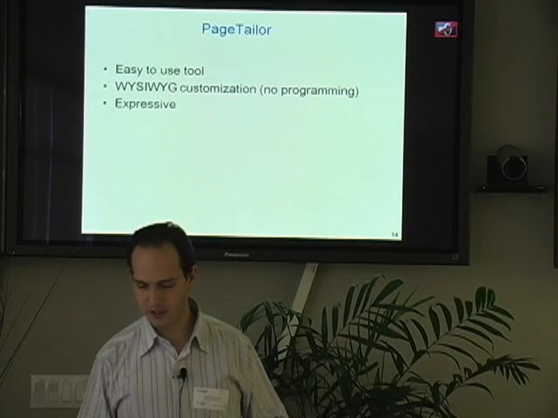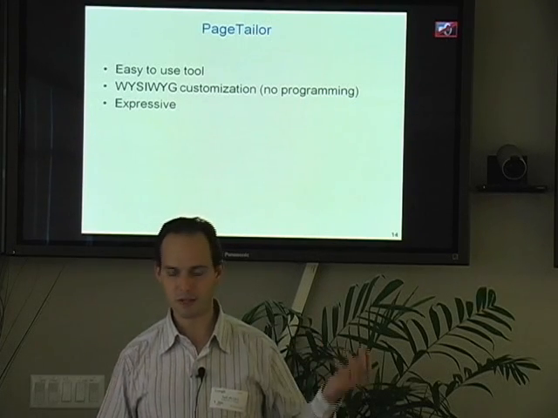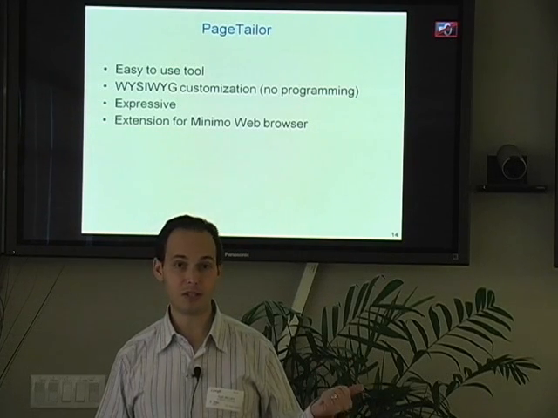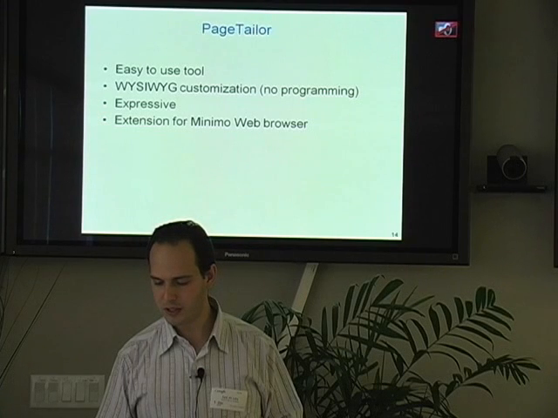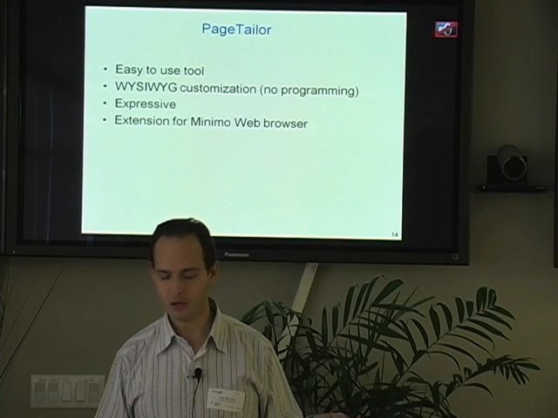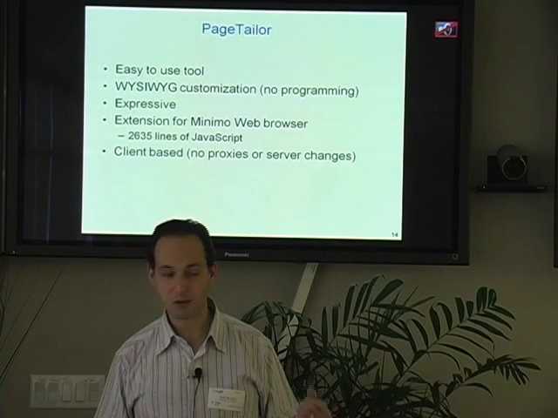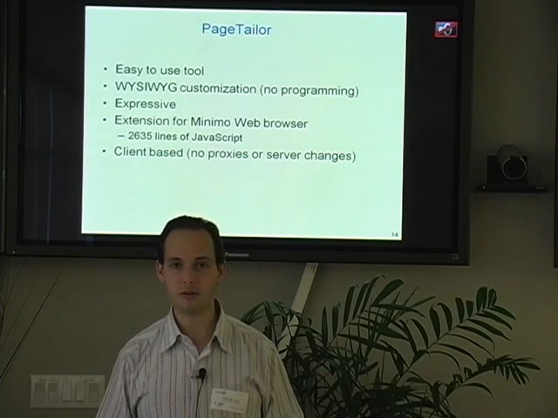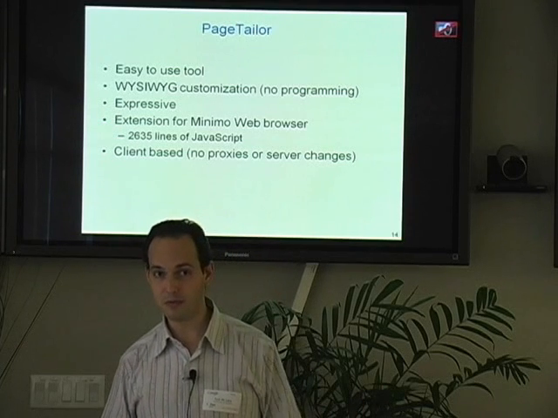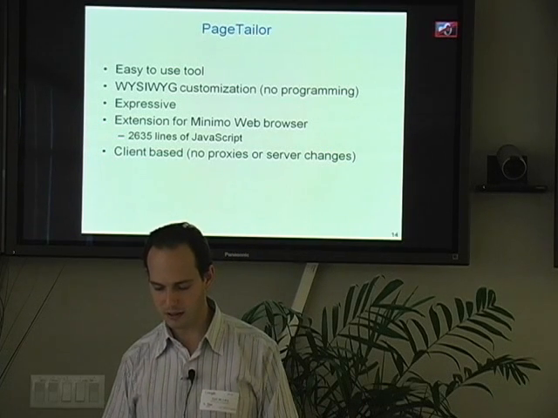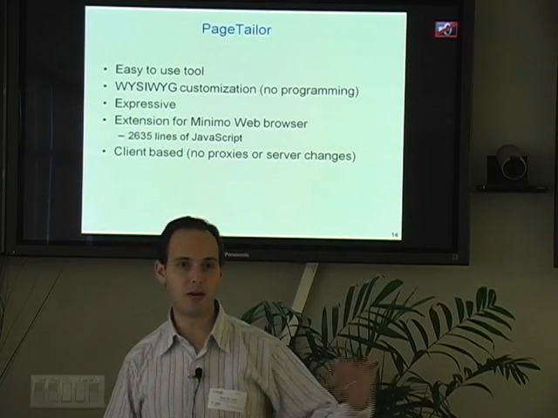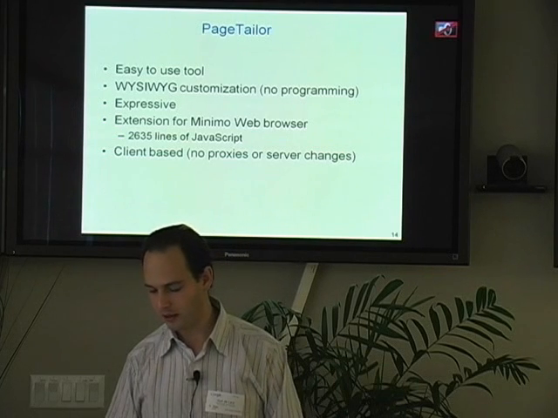So some advantages: it's a very easy to use tool. Basically, you get a what-you-see-is-what-you-get interface. It's very expressive in the sense that it supports quite a few different adaptations. Right now, we have a prototype that's an extension of the Minimo web browser. It's all written in JavaScript, and it's all client-based. So it all runs on the mobile device. You don't need the support of a proxy. Although if you do have a proxy, then the proxy can potentially do some of these changes and save, let's say, energy on the device by not downloading elements that you're going to crop in any case.